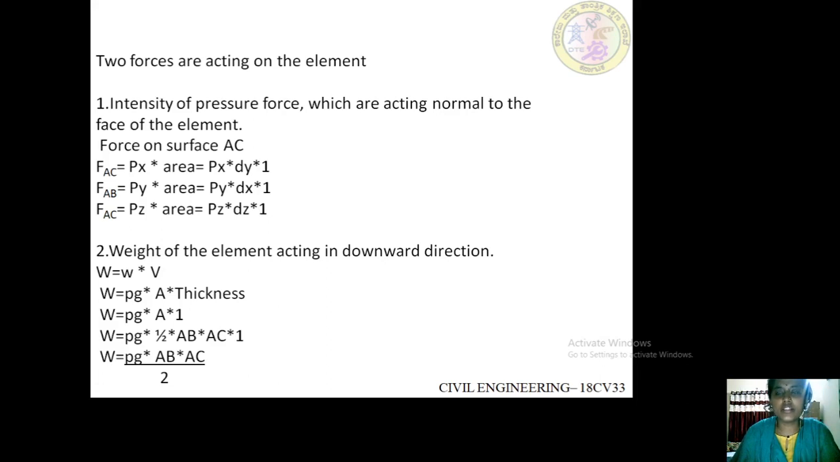force exerted by the surrounding elements on the faces of the fluid element, and another one is the self weight of the fluid element. Here the first one is the intensity of the pressure force, which acts normal to the face of the element. In this we are taking all the three faces, that is FAC, FAB and FBC. So the force will be pressure into area.